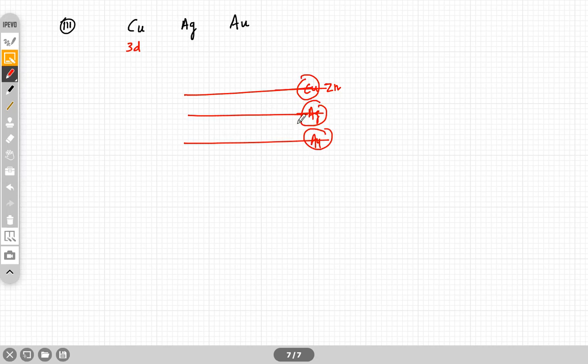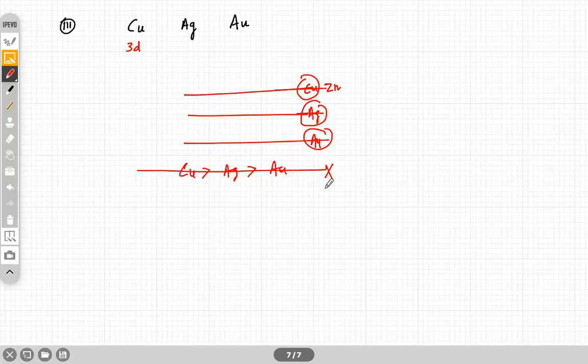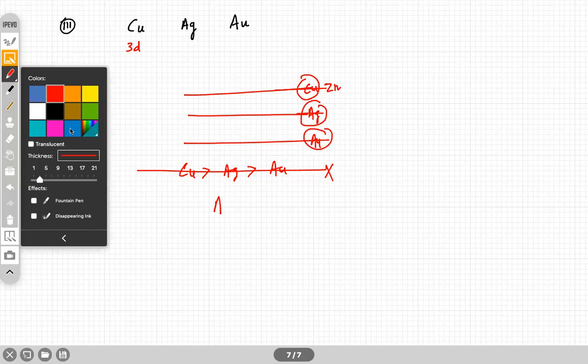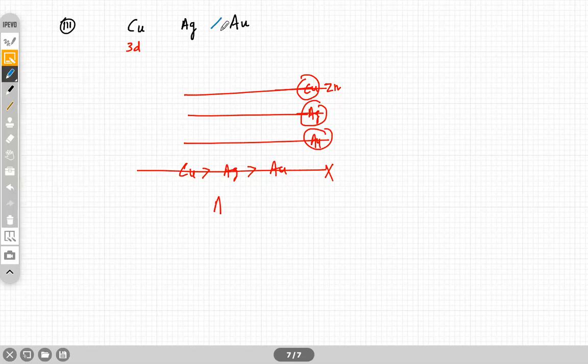So as you go down the group, what happens? Ionization energy decreases, correct? So order should be what? Copper is maximum, then Ag, and then Au. This should be the order, right? But this is not the order we have. Okay. In this, gold will have the maximum ionization energy. All these are exceptions I'm giving you.